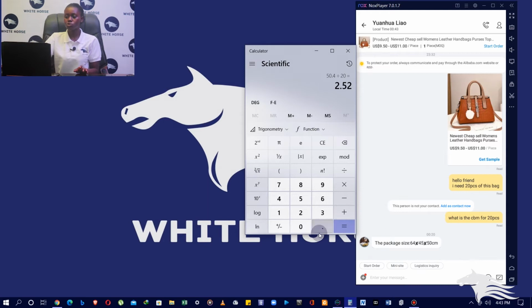So the answer is 2.52 USD. For every bag, we know that the shipping cost for each bag is 2.52 USD. Okay, so if you want to know the equivalent in CD, you multiply it by the black market rate.